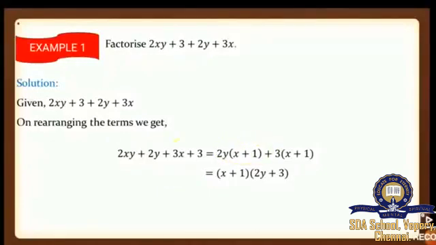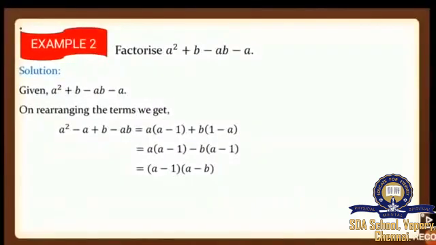Similarly, from the third and the fourth term, I have 3 common. So if we take 3 commonly outside, you will get 3 into x plus 1, right? Now if you observe here, in both the terms you have x plus 1 common. So taking x plus 1 commonly outside from both the terms, the leftover terms will be 2y plus 3. So the solution is x plus 1 into 2y plus 3. Now let us see another example.